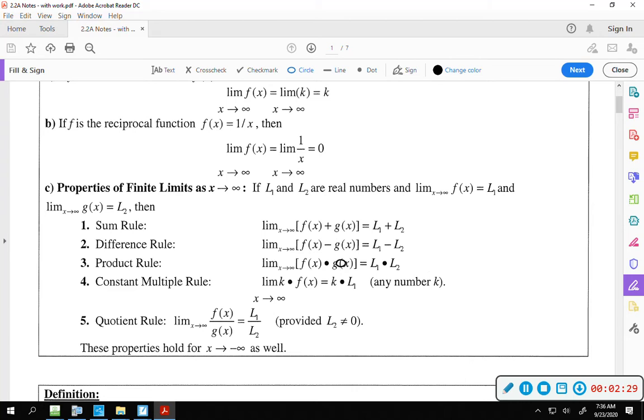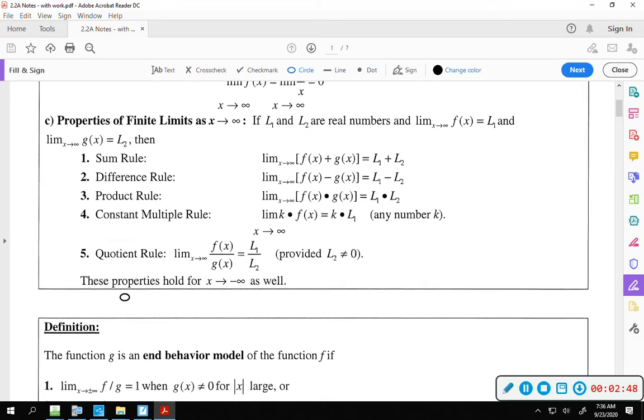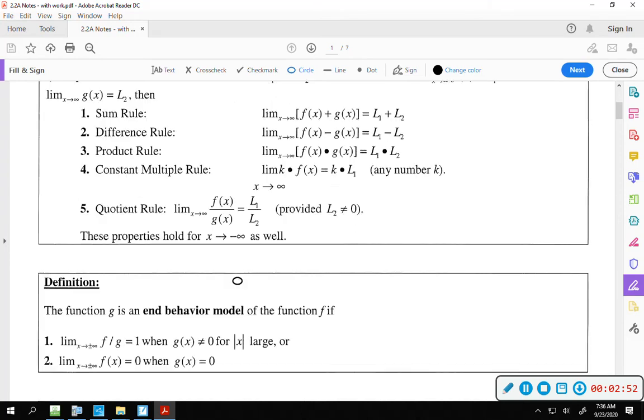If you're multiplying two functions, find the separate limits and multiply. And if you have a constant multiple, find the limit of the function and then multiply by the constant. It also works for a quotient, again, provided that the limit of the denominator does not equal 0. All of these properties hold for negative infinity as well. Notice that negative sign right there.